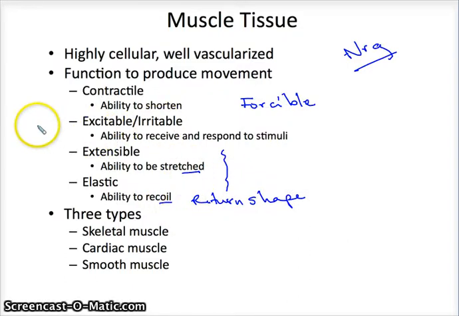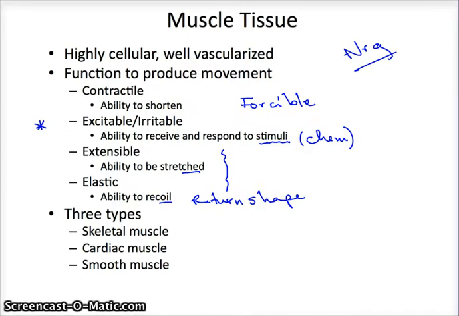Now, excitability and irritability, this is the property that both muscle tissue and nervous tissue have in common: the ability to respond to a stimuli. Now, keep in mind, the stimuli is always chemical in nature. We'll go into that with greater detail when we go into both the nervous system and the muscular system.